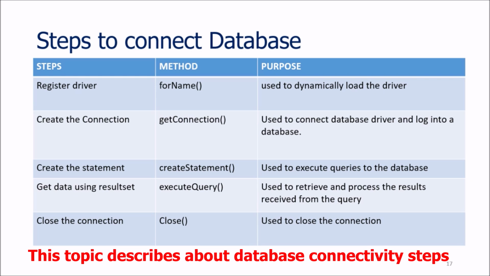First step is register the driver. The forName method is used to dynamically load the driver. We have different types of drivers. We have to choose which driver we need to use to connect the database. Second step is the getConnection method, which is used to connect the database driver and log into the database. This method uses the database information, username, and password to connect the database. Then only can we retrieve data from the database.